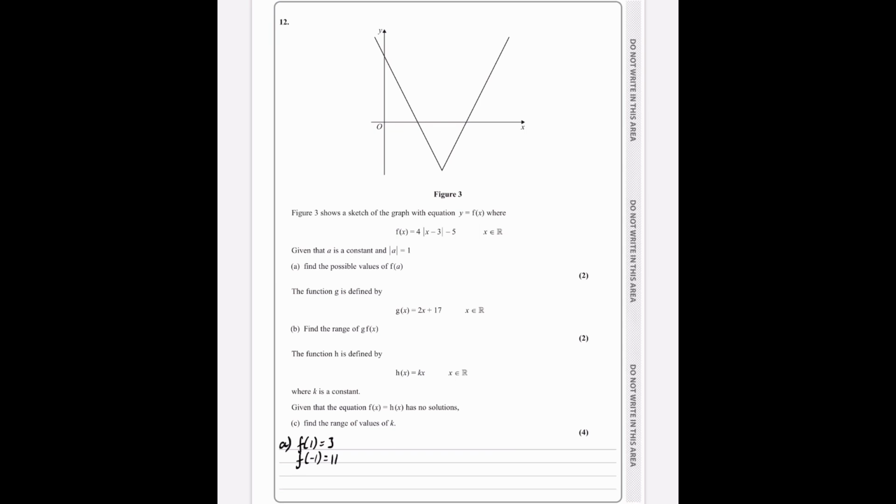For part B, the range of f of x, well, we can see on the graph that the minimum point is at 3, negative 5. Everything's going to be above that, so f of x would be greater than or equal to negative 5. And if I take values that are greater than or equal to negative 5 and plug them into g, I'm going to get values that are greater than or equal to 7. So the range of the composite function is greater than or equal to 7.